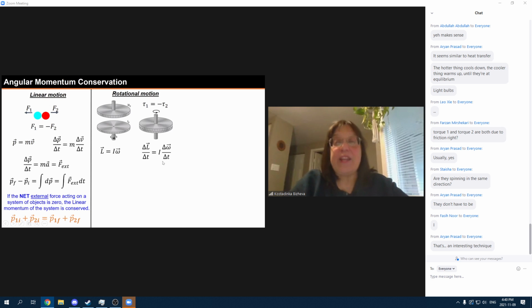Okay, so the rate of change of the angular momentum is going to equal the moment of inertia of the object times the rate of change of the angular velocity of the object, right? But then that rate of change of the angular velocity is by definition the angular acceleration of the object, right? And if you remember from the previous lecture, the moment of inertia of the object times the angular acceleration of the object gave us the torque that is applied to the object to make it rotate with that angular acceleration, or the sum of those torques.